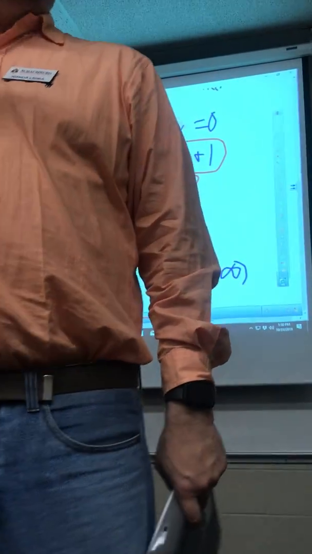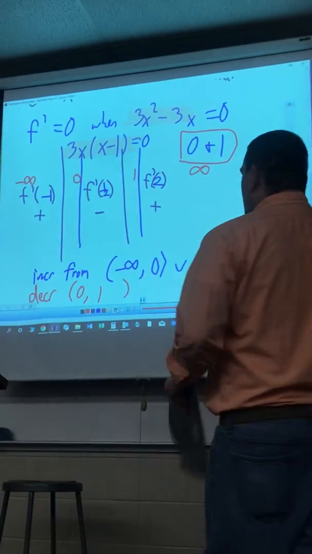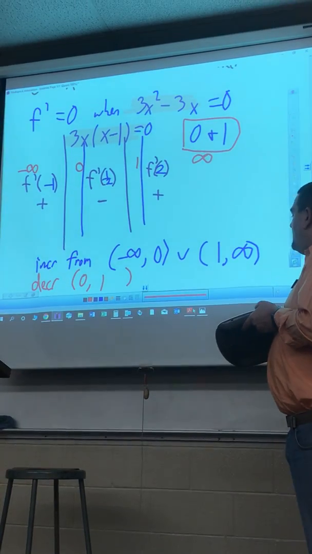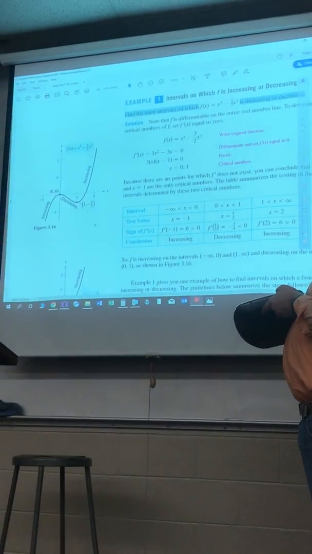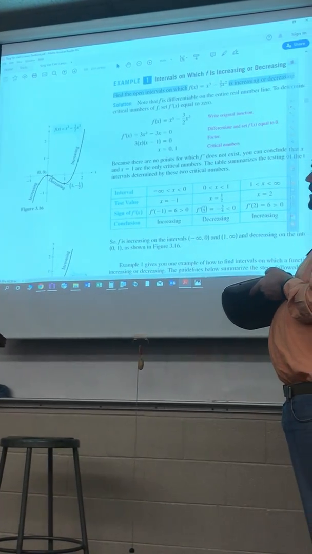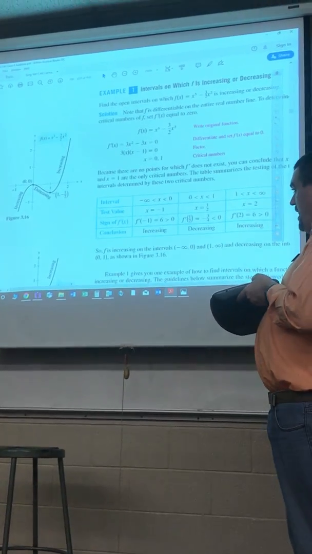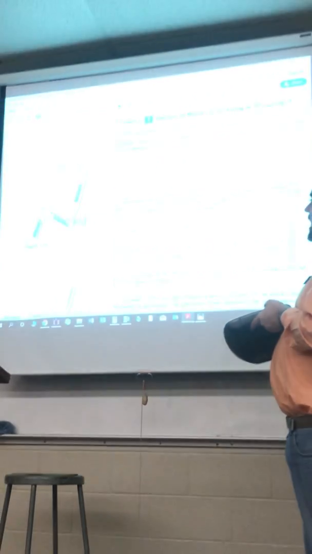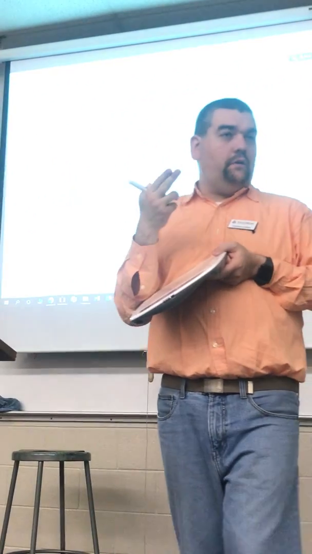Remember, when f prime equals 0, does that tell you if it's increasing or decreasing? No, it's just constant. So take a look at this answer, which is what you've got to tell me today, and look at the question. All right? From negative infinity to 0, is it increasing? From 0 to 1, is it decreasing? And then from 1 up, is it always increasing?